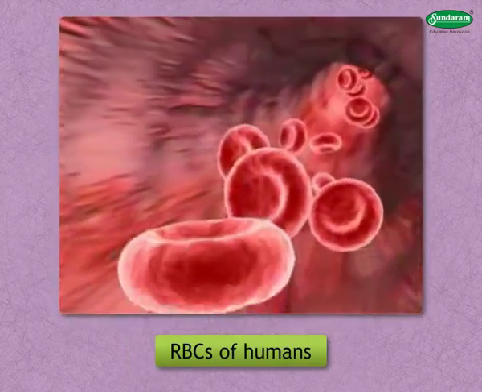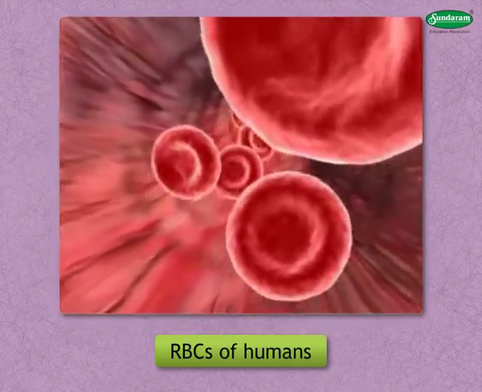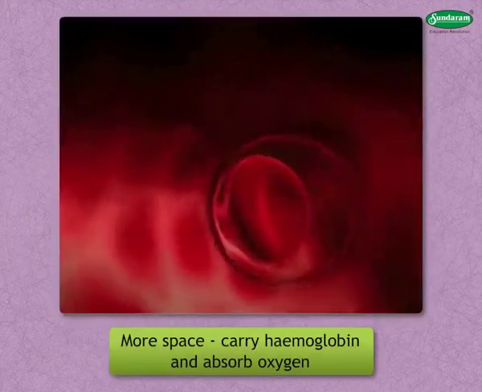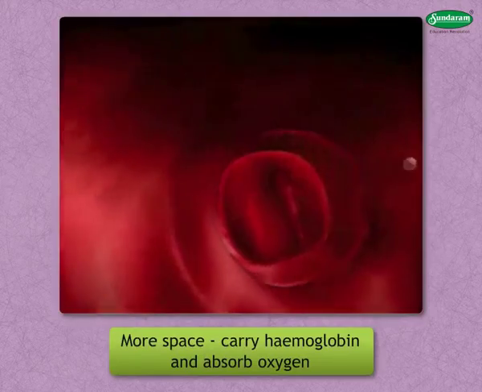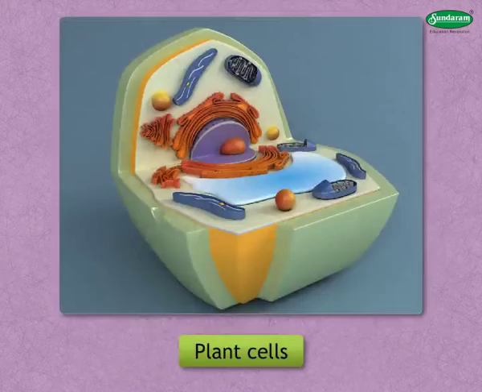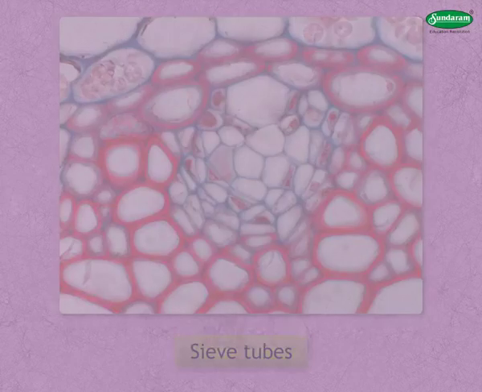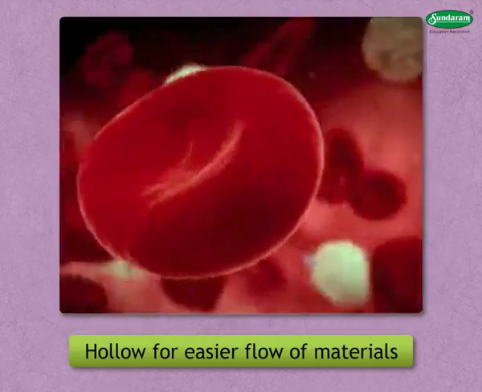In the red blood corpuscles of humans and other mammals, nuclei disintegrate, due to which there is more space to carry hemoglobin and to absorb more oxygen. In plant cells, like sieve tubes, the same thing happens and they become hollow for easier flow of materials.